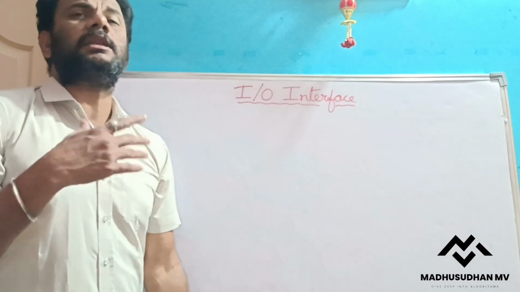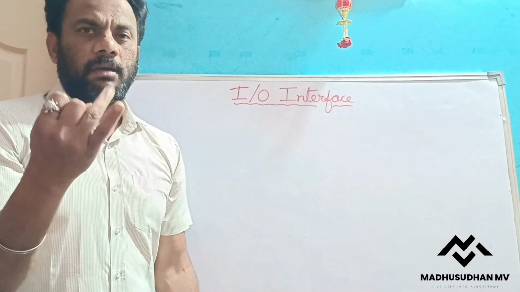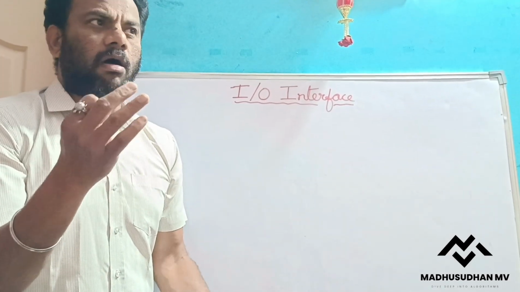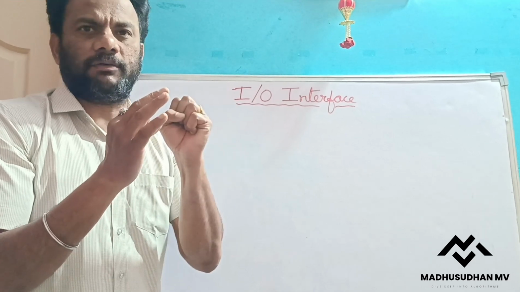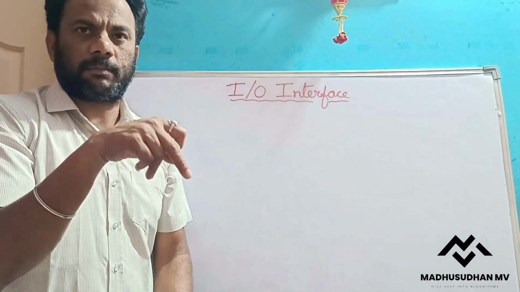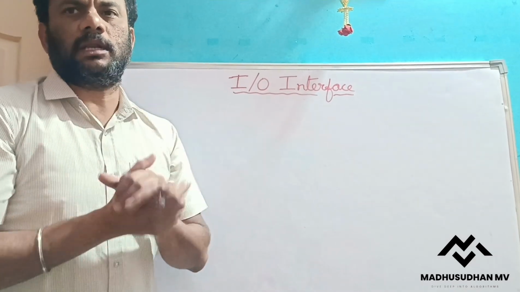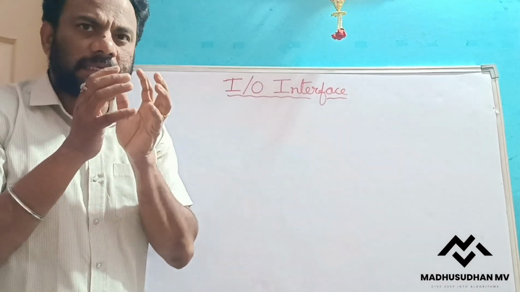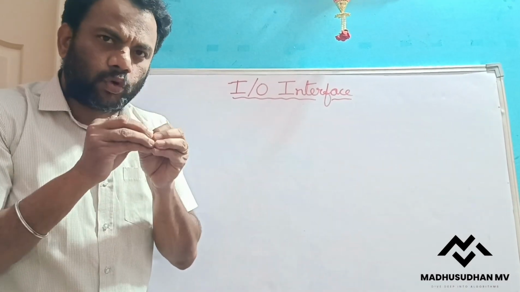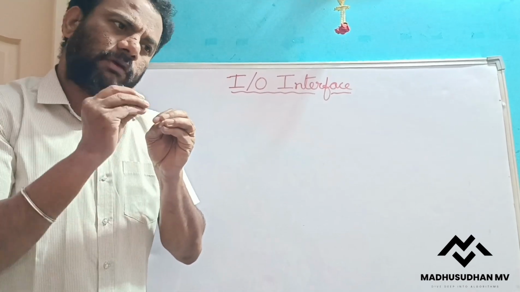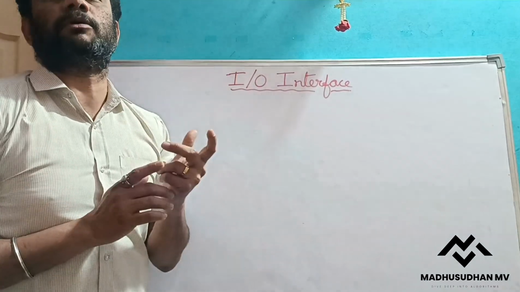So generally, which are the input devices? Keyboard, mouse, the camera, trackpad, and then joystick, trackball, all these are input devices. That means these are the devices through which the user can give input to the system. Hence they are called input devices.